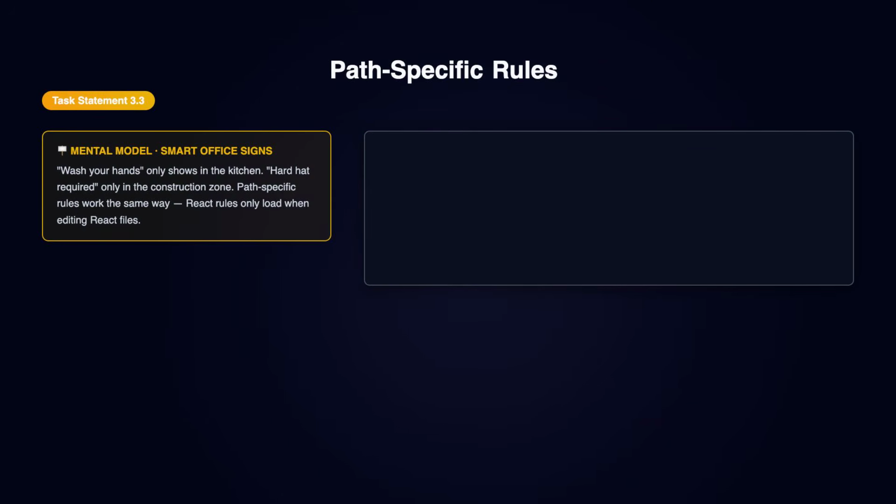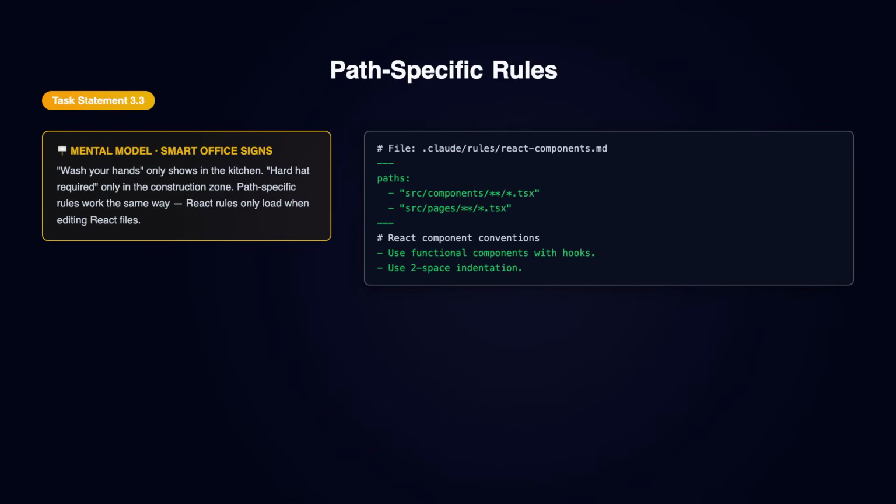Task Statement 3.3 is about path-specific rules. Imagine a codebase with React components, API handlers, and database migrations, each with its own conventions. The solution: put rule files in .claude/rules/, with a YAML front matter block that lists which file patterns the rule applies to. When Claude edits a matching file, the rule loads. When it's editing something else, the rule stays silent.